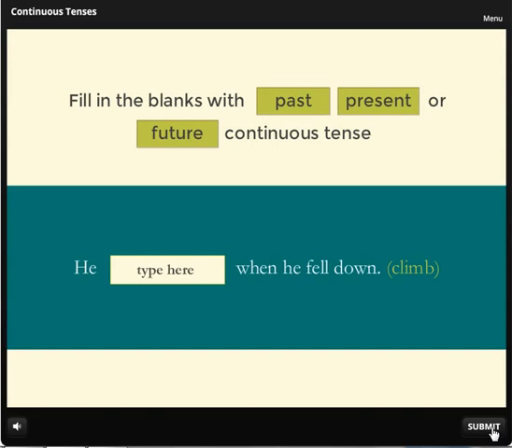Type the past, present, or future continuous tense of the verbs given. In some sentences, you have been given a hint.